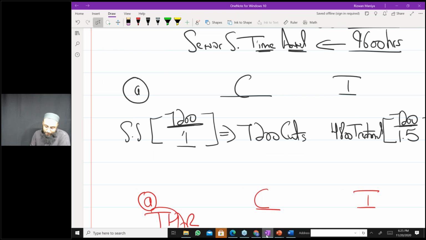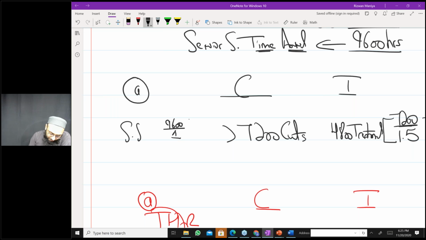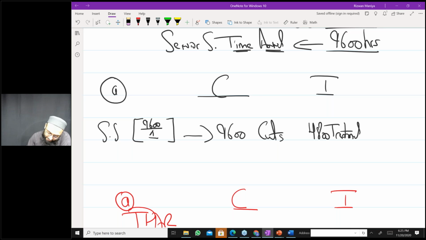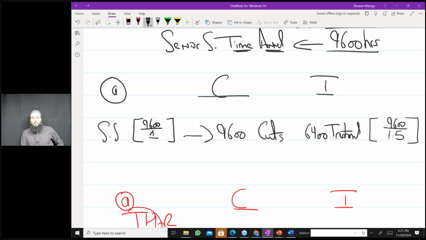Now, what I will be doing here, if I increase the hours of senior stylist and make it 9,600, now let me see how many cuts the senior stylist can perform. 9,600 divided by 1 will give you an answer of 9,600 cuts that could be performed by the senior stylist. Okay. As for treatments, as the hours now are 9,600 divided by 1.5, that is 6,400 treatments the senior stylist can perform. Okay, right?